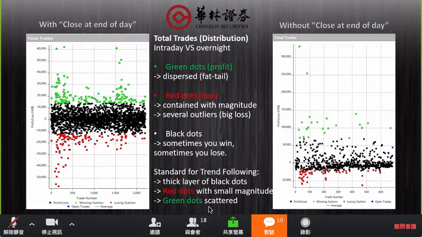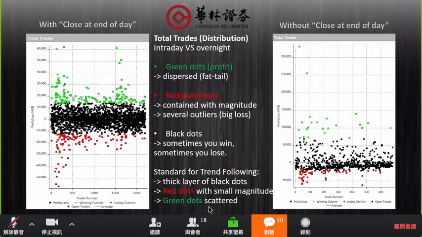All right. So this is also one way for you to evaluate those distributions, and also you can compare the same strategy. If I close every single day, it will happen like this. If I do not close every single day, it will happen like that. Then you can estimate how good or bad your strategy would be.